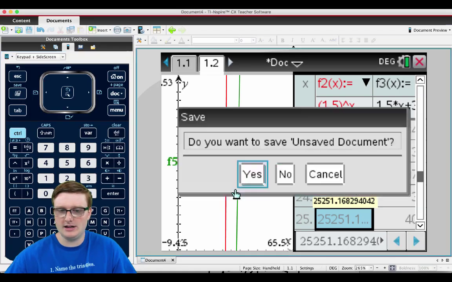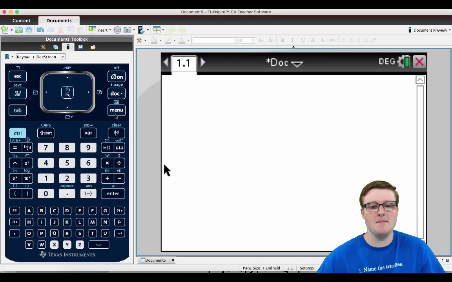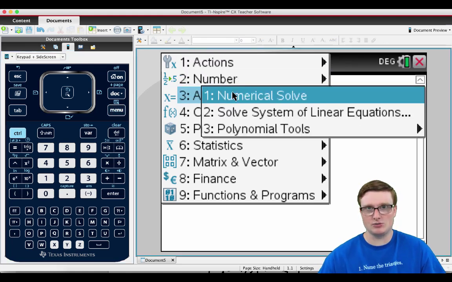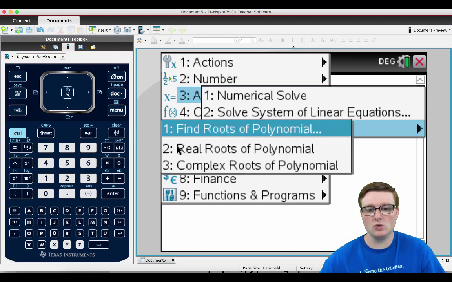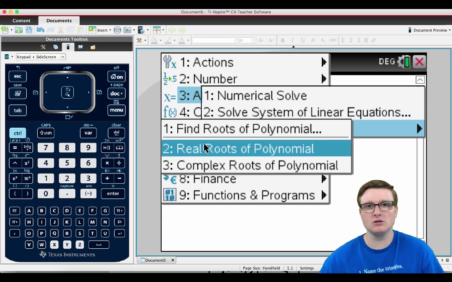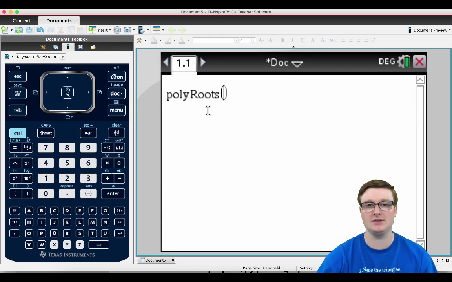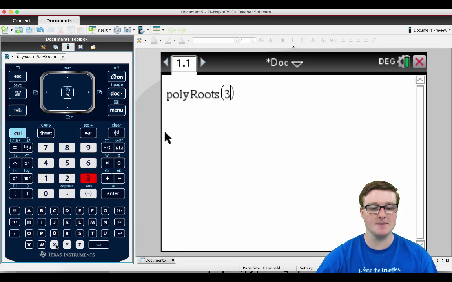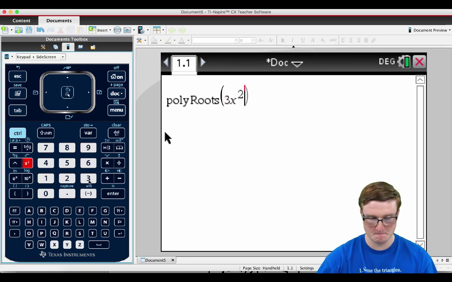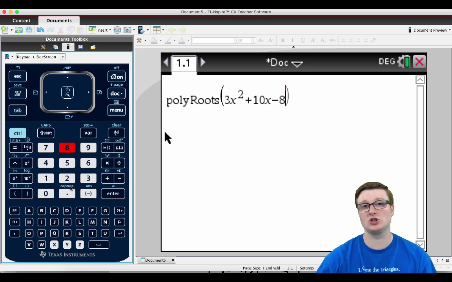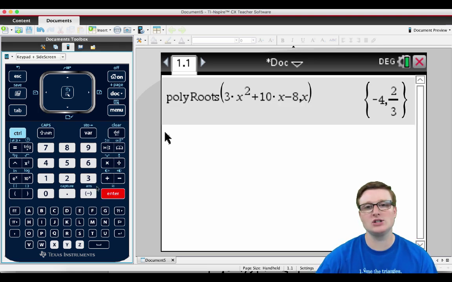If you go to your calculator and you click on Menu, then you click on Algebra, click on Polynomial Tools, and click on option 2, Real Roots of Polynomial. It comes up as polyroots with a parentheses. If you actually type in 3x squared plus 10x minus 8, which is what I had before, and you click on comma x, it tells you the roots, negative 4 and 2/3.